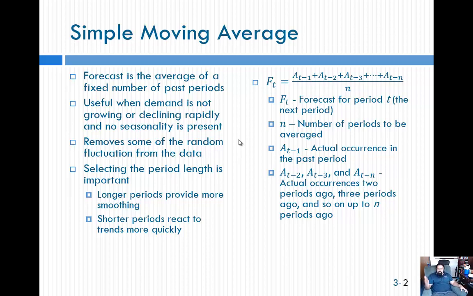A t minus 1 is the actual occurrence of the past period. A t minus 2 is the actual occurrence of 2 periods ago, and so on up to A t minus n, which is n periods ago, and you take all those values and divide by n. That's it. Just an average of a fixed number of past periods. It's extremely useful for forecasting long-term trends and can be used to calculate for any period of time. And it's useful when demand is not growing or declining rapidly and no seasonality is present. It is very important.